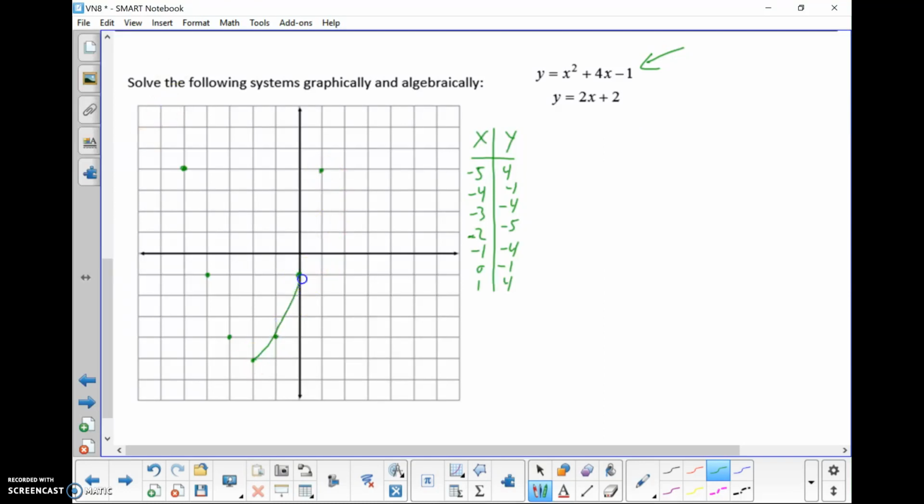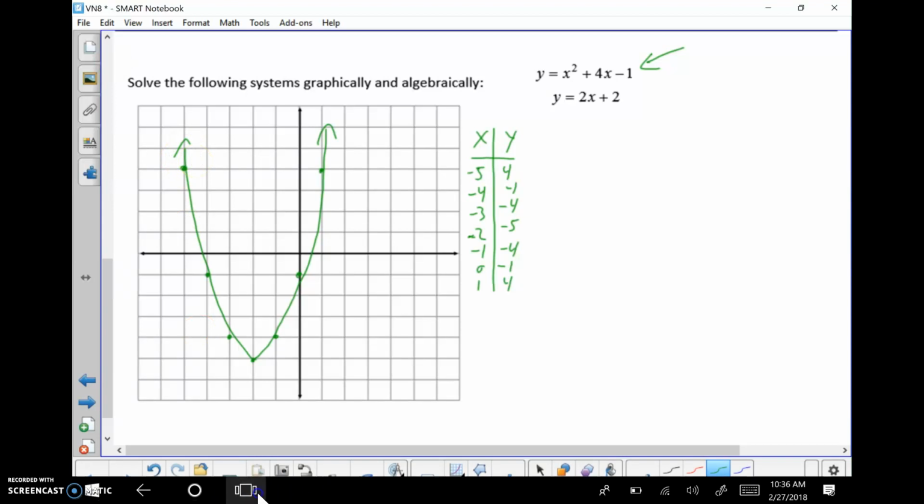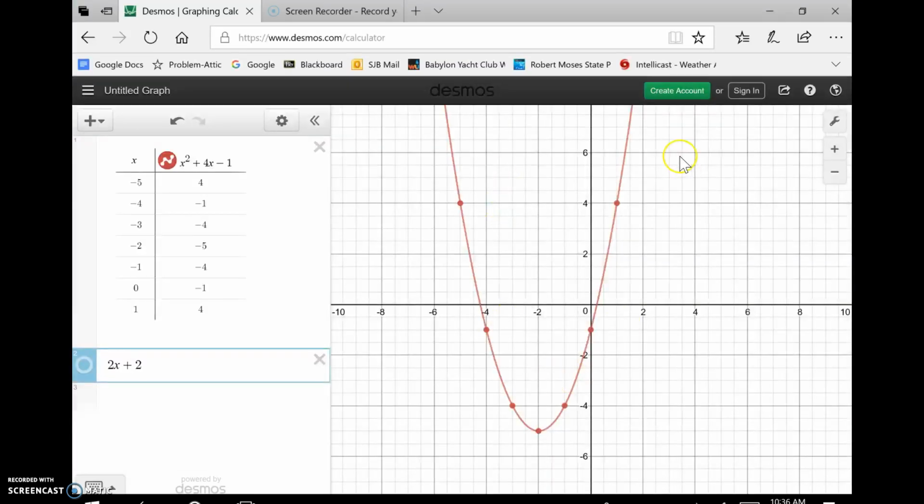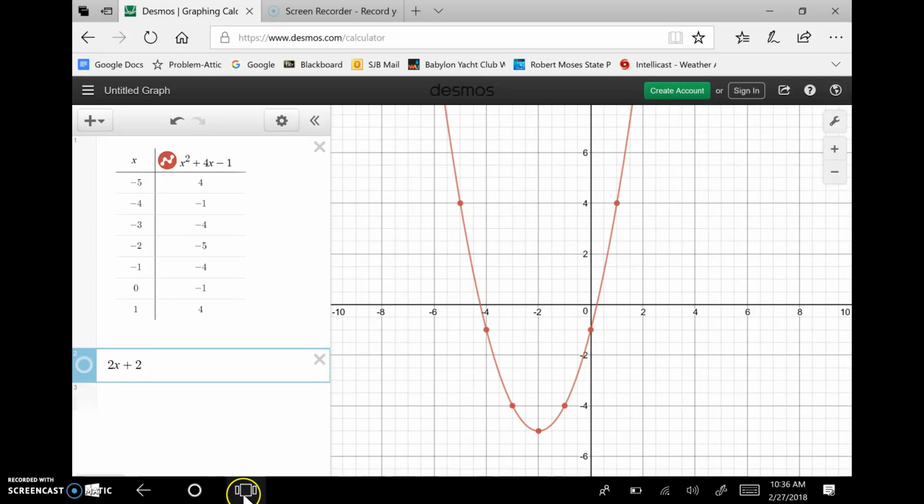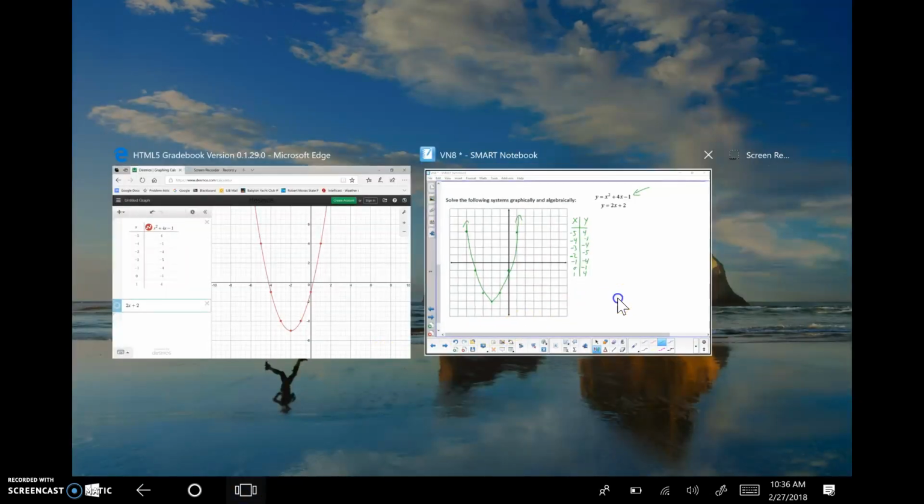And do your best to draw a smooth curve. Throw some arrows on the ends. Vertex out is the best way to draw it. And so there's that. I mean, certainly not quite as good looking maybe as what your calculator can produce, but you could at least kind of compare pictures and make sure it looks somewhat accurate.